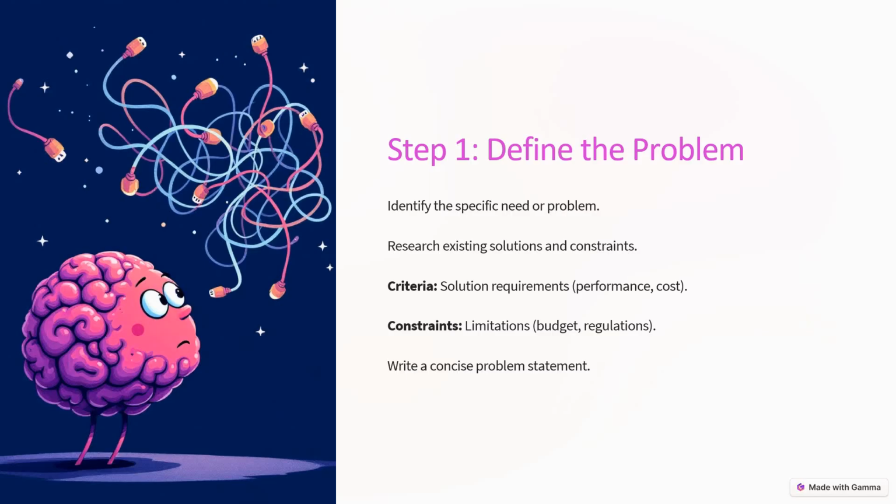Next, researching existing solutions. So we learn from what has already been tried, both successful and unsuccessful. Understanding the criteria and constraints. So criteria are the standards the solution must meet: performance, efficiency, aesthetics, durability. Constraints are the limits we must work with: cost, time, regulations, and available materials. So only once we understand all of this, we write a concise problem statement.